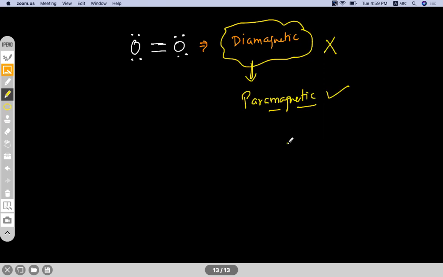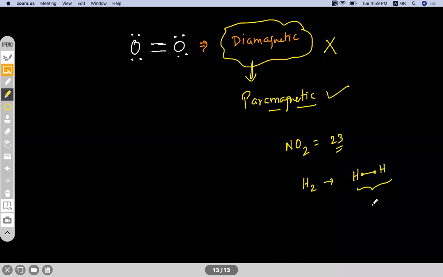For example, if I write down NO2, how many electrons does this have? 23, an odd number of electrons. It must have one unpaired electron. So when an unpaired electron is present, the molecule is said to be paramagnetic. When all electrons are paired, for example, H2, there are only two electrons and these electrons are paired, right? So it is a diamagnetic molecule. This is the simple definition of paramagnetic and diamagnetic molecules.